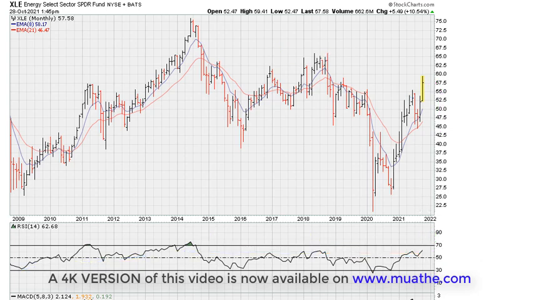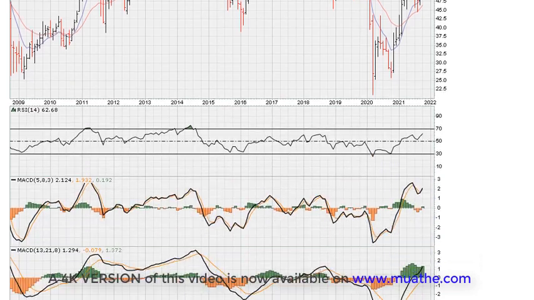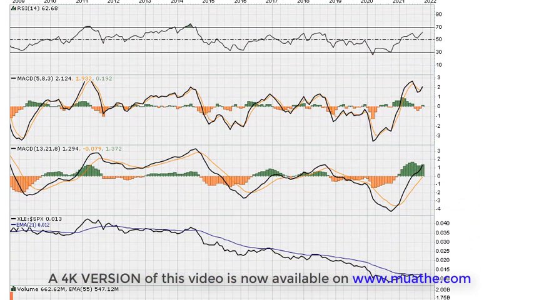By the way, one other observation. Yes, the energy space has had a nice run over the last couple of months. There's no doubt about that. Nice recovery of the 2020 lows, a nice recovery in 2021. But even with that recovery, relative to the S&P 500, the energy space is still underperforming the S&P 500.